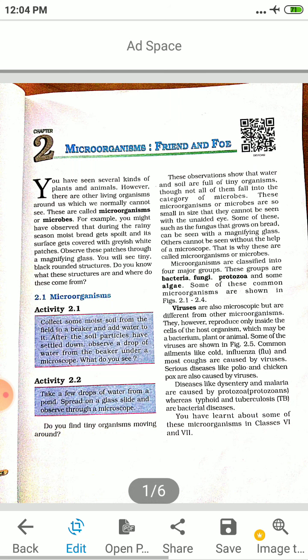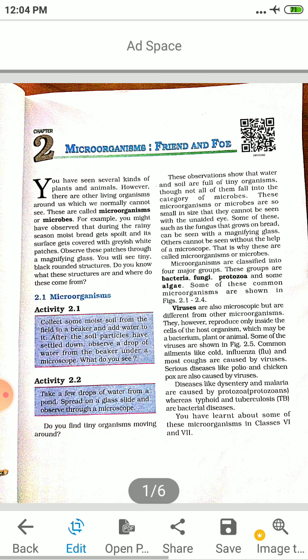Sairam children, microorganisms are very tiny. We cannot see them with our naked eyes. You need a microscope or a magnifying glass to see them. Friend, you know what is the meaning of friend. Foe means enemy. Whether microorganism is a friend or an enemy, let us start the lesson.